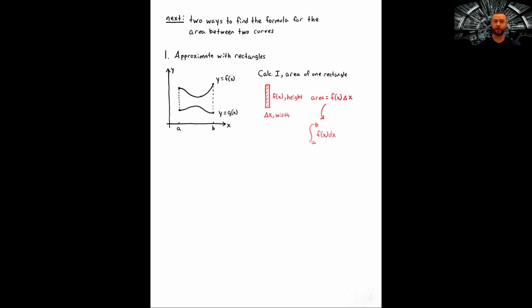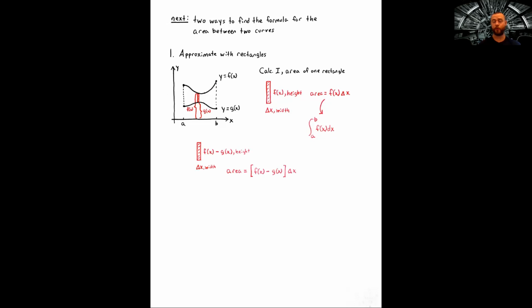All right, let's try to do a similar approach here, but now our rectangles don't go from the curve down to the x-axis. They go from the top curve, y equals f of x, to the bottom curve, y equals g of x. Now, we're basically just going to subtract. In the sketch there, you can see the distance from the x-axis to the top curve is given by the function value f of x.